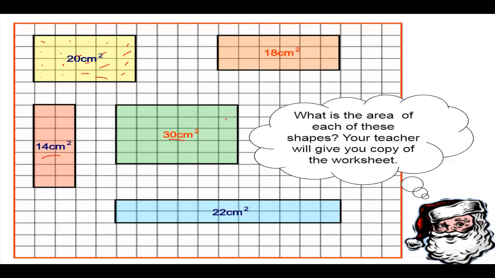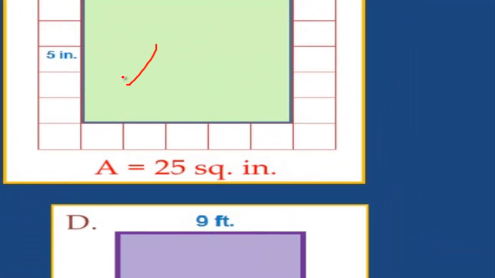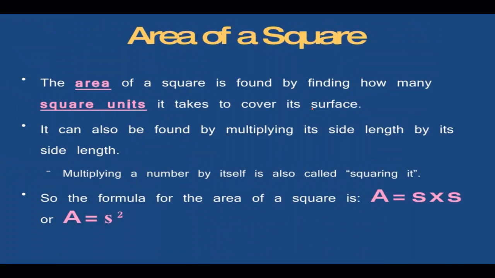But is there an easier way to find the area of a square and rectangle without counting the squares? Or if we have a figure like this one, and we don't have any squares inside, what shall we do? We can't do anything unless we have rules.